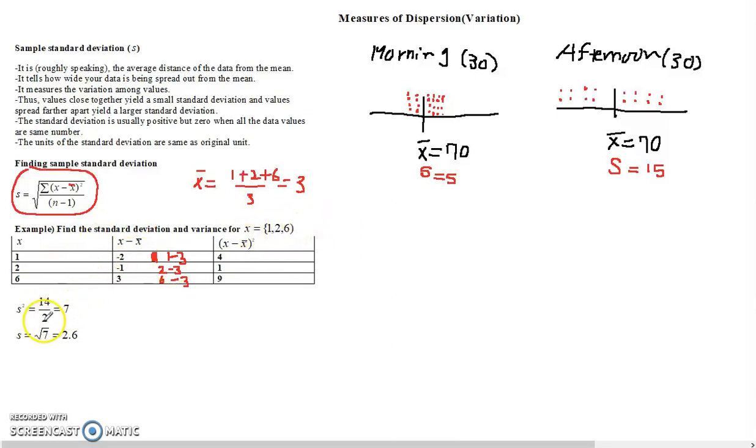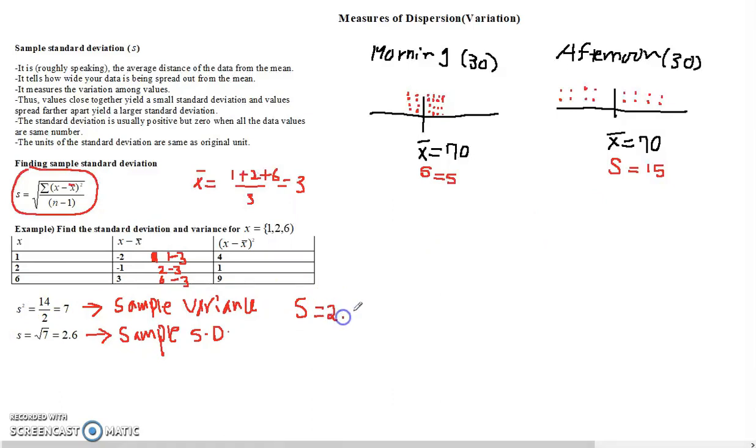So we have 3 minus 1, we get 2. So 14 divided by 2, 7, is going to be our sample variance. If you take the square root of 7, we get 2.6, and this is called the sample standard deviation. So what does s equal to 2.6 mean?